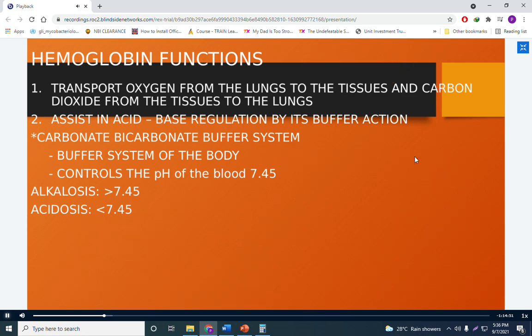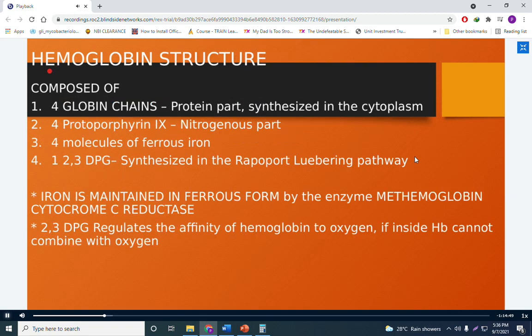Proceed to the next slide. Now, class, let's go to your hemoglobin structure. Your hemoglobin structure, class, is composed of number 1, 4 globin chains.